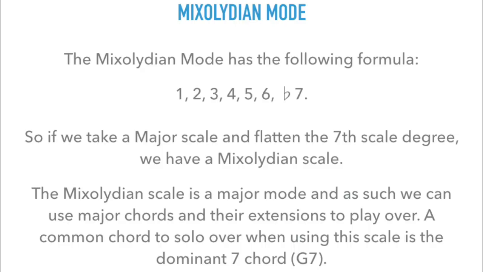The Mixolydian mode has the following formula: 1, 2, 3, 4, 5, 6 and flat 7. So if you take a major scale and flatten the 7th scale degree, you will have a Mixolydian scale. The Mixolydian scale is a major mode, and as such we can use major chords and their extensions to play over. A common chord to solo over when using this scale is the dominant 7 chord, in this case G7. And here is the G Mixolydian scale shown as tab and as a scale diagram.